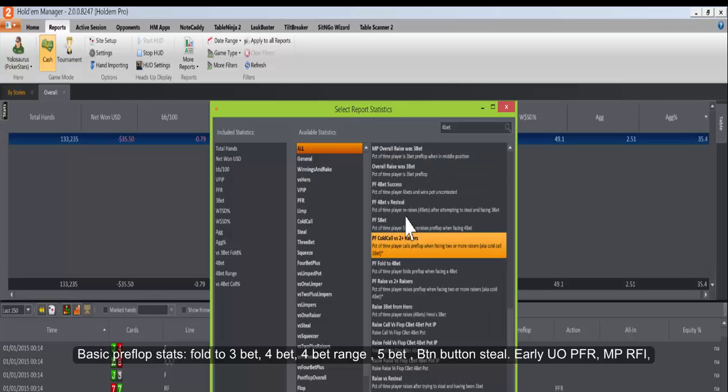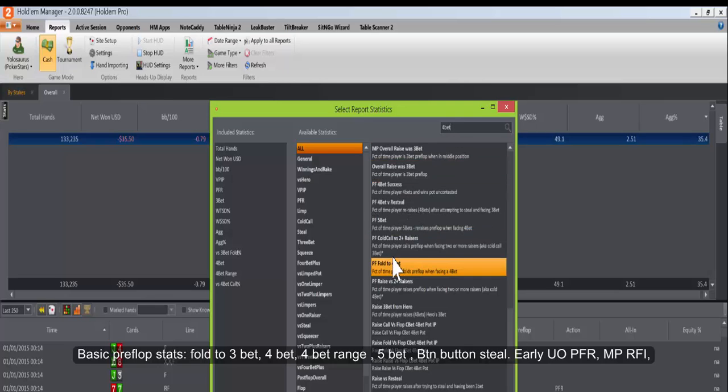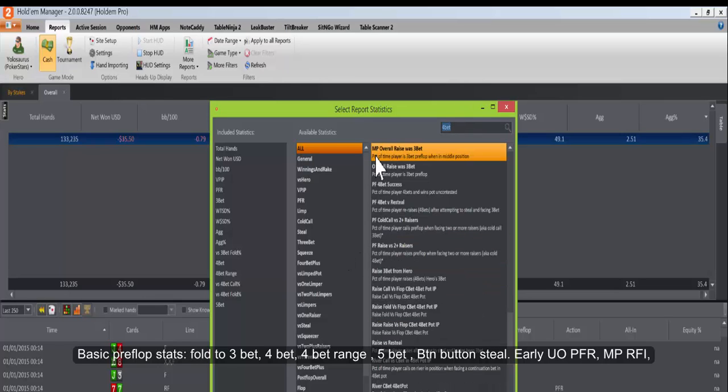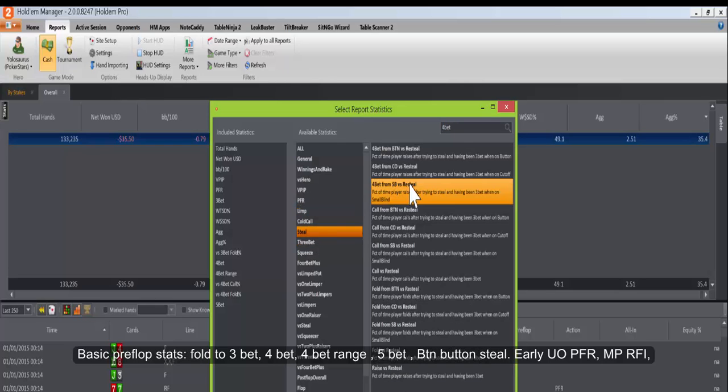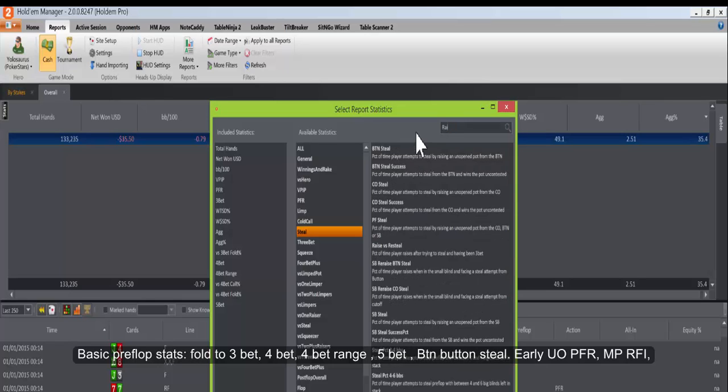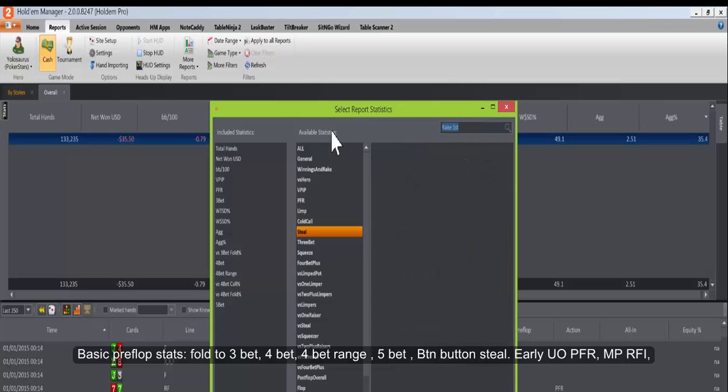Pre-flop 4-bet, fold to 4-bet, 5-bet. Okay, so those are the basic pre-flop stats. We can also add positional opening range stats, so I guess we should add that. Steal, so we can have raise first in. I think it's raise first. Okay, open raise. Okay, so we can add.